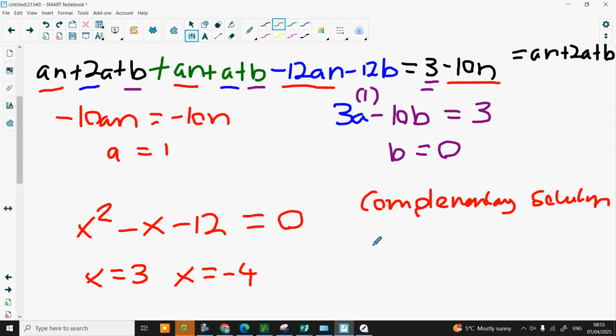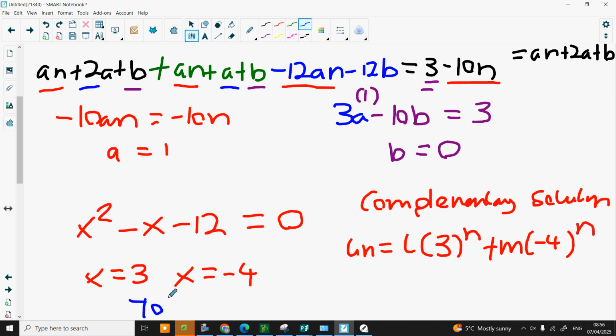So what's that mean for the complementary solution? Remember, it's L and M, isn't it? So L times whichever one you want, and M times whichever one you want. I'll just keep the same solutions. L times 3 to the power of n plus M times minus 4 to the power of n.